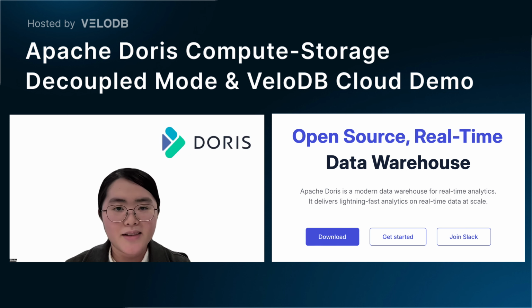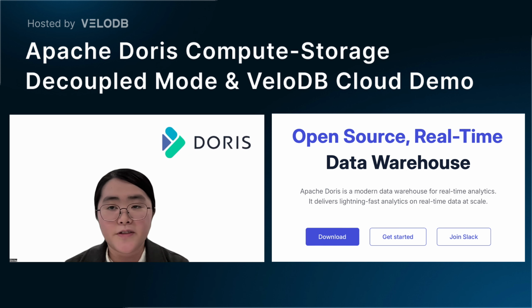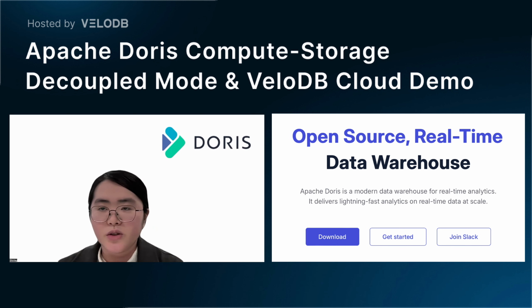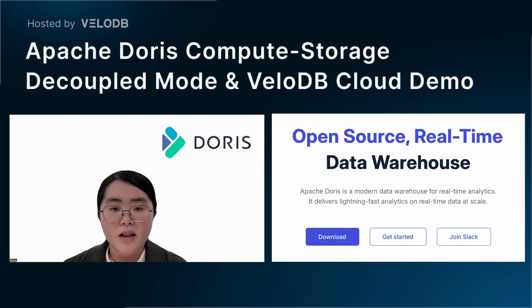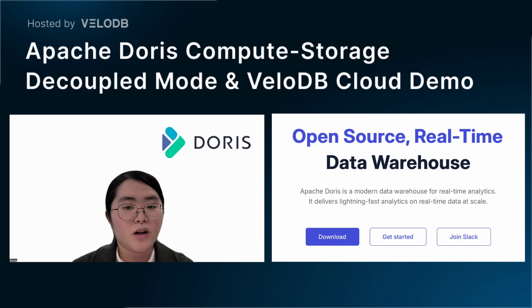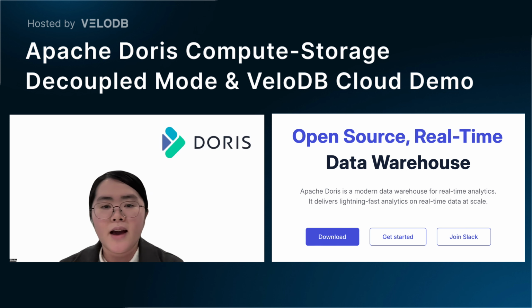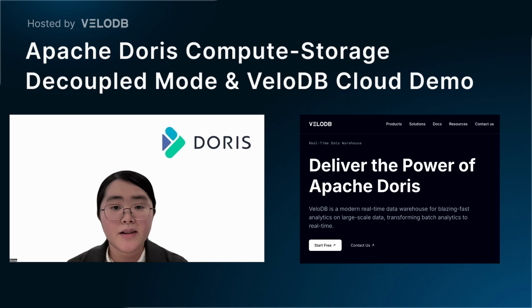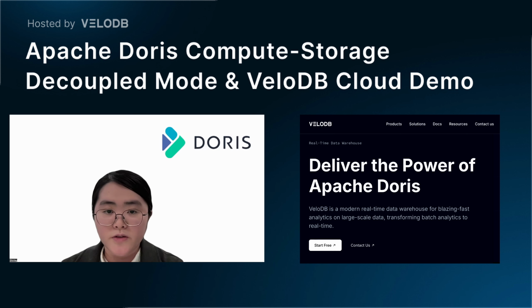And to summarize today's topic, we just present to you two options for fast data analytics with a compute storage decoupled architecture. And to try out these solutions, you can download the latest version of Apache Doris from the Doris website and join the Doris community on Slack. And then for VeloDB Cloud, you can register for a free trial on the VeloDB website.